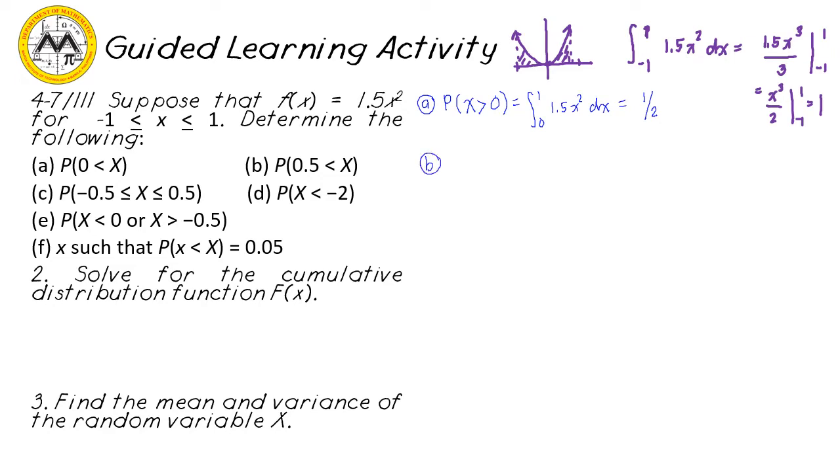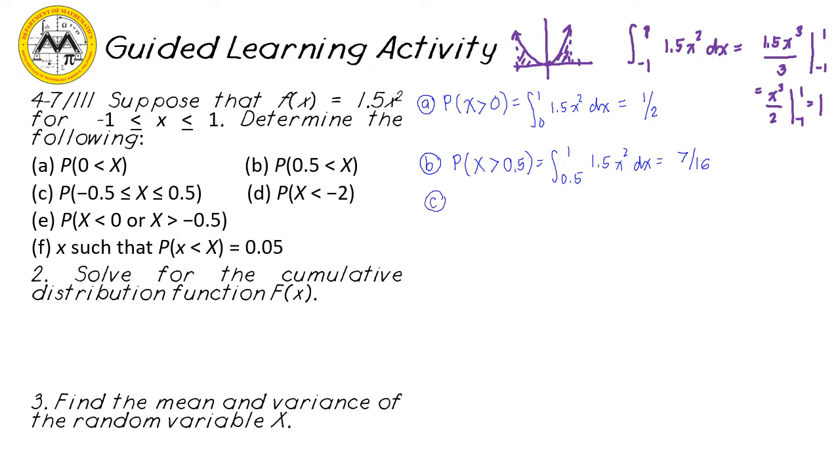For letter B, the probability that the random variable x takes values greater than 0.5 would be equal to 0.5 up to the highest value of x would be 1. So that would be integral of 1.5 x squared dx. So that would be 7 over 16.